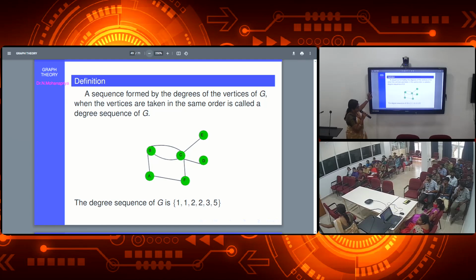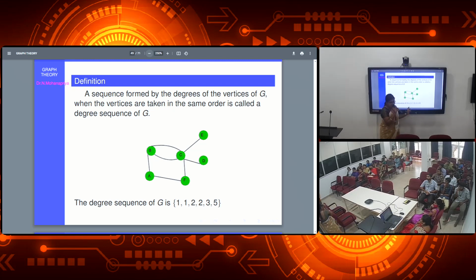Then degree sequence. A degree sequence is nothing but, first you have to collect the degree of each vertex. Then you have to arrange them in a certain order. That is called a degree sequence. First here for the vertex B, the degree is 3. Then for C, the degree is 5. Then for A, degree 2. Then for F, 2. Then for E, 1 and D, 1. So I have to arrange it in an order, either ascending or descending.